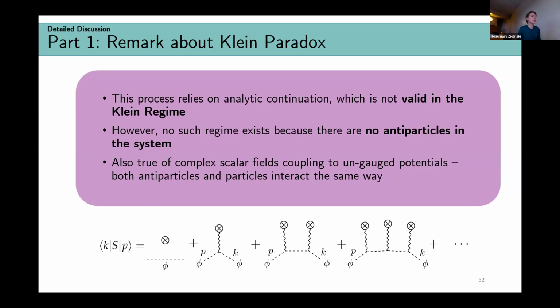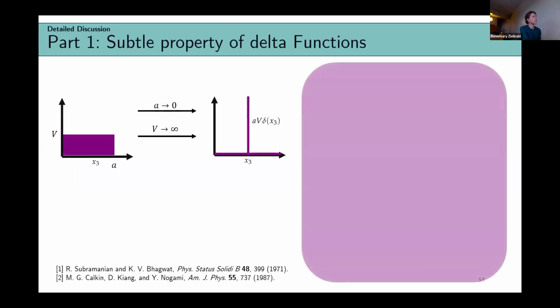And this is also true of complex scalar fields coupling to ungauged potentials, where in any situation in which both antiparticles and particles interact the same way with the potential, we will not see the Klein regime or the Klein paradox. There's also another subtle point I would like to make, and that's about the properties of delta functions.